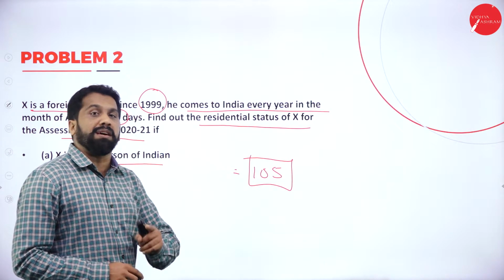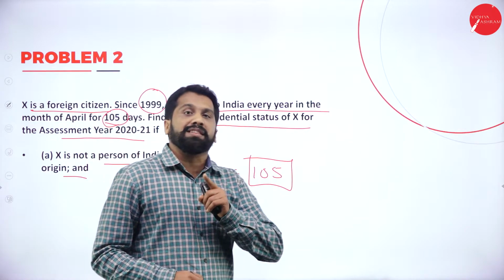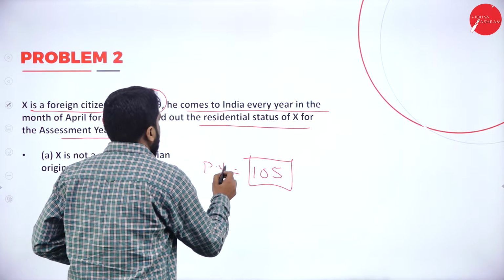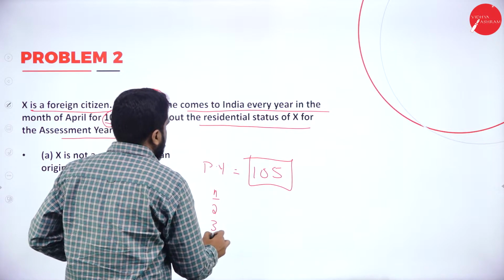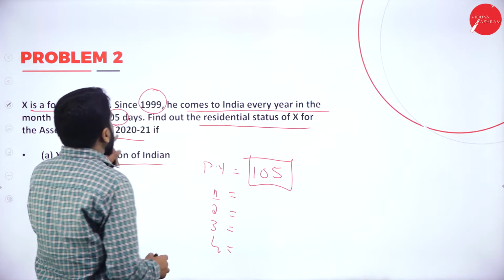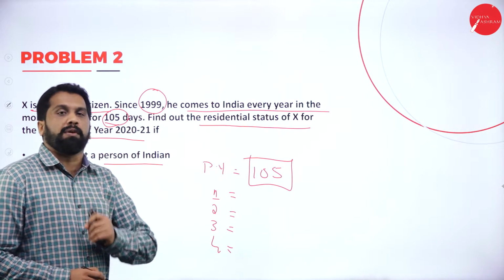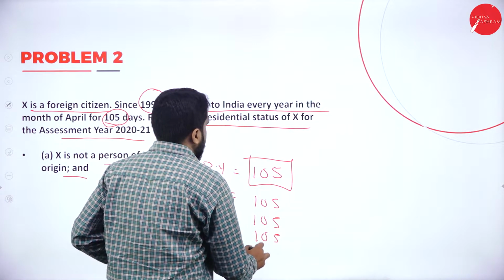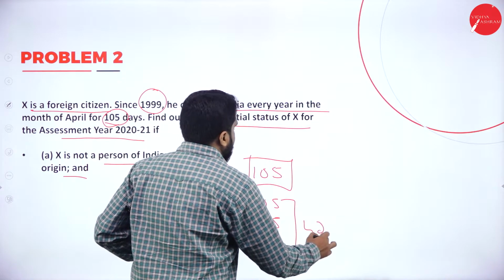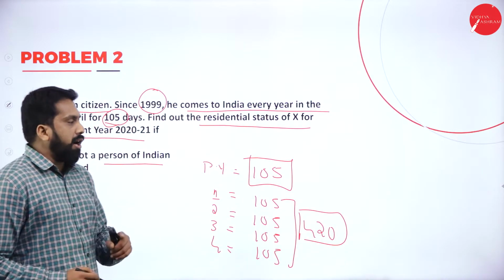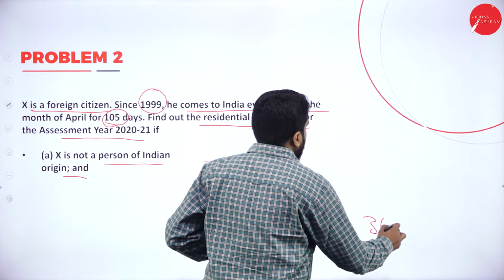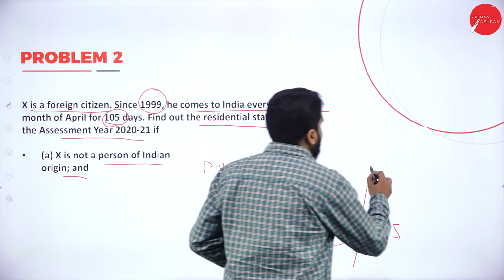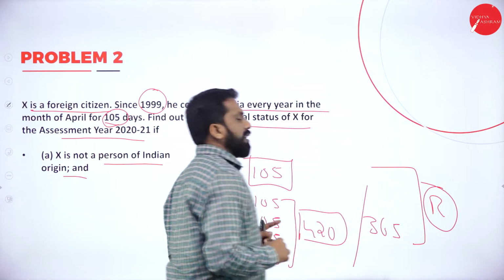But along with that, he must be there for 365 days during 4 years. We'll check that. This is your previous year, then year 1, year 2, year 3, year 4. As per the information, every year he was there for 105 days. So 105, 105, 105, 105. In total he was there for 420 days. How many days are required? 365. He was there for more than 365, so he is called a resident. Any doubt in this?